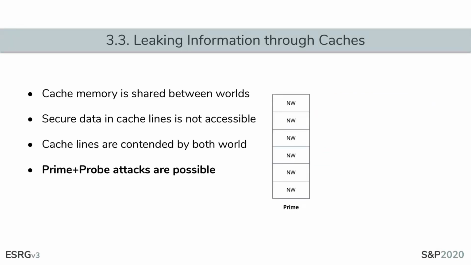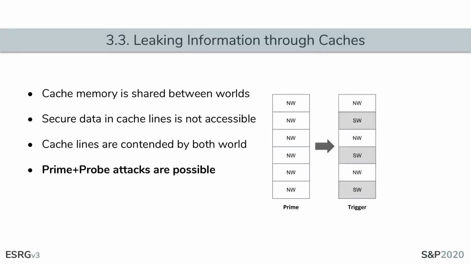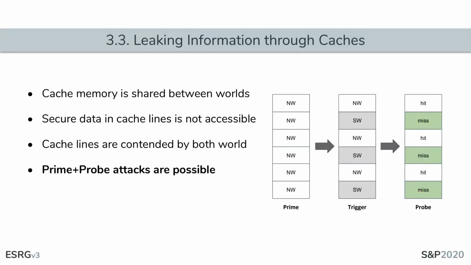This enables attackers to mount prime and probe attacks, where they first put the cache in a known state, trigger the secure world to execute, and then assess the cache state. This technique can allow attackers to retrieve secrets such as cryptographic keys.